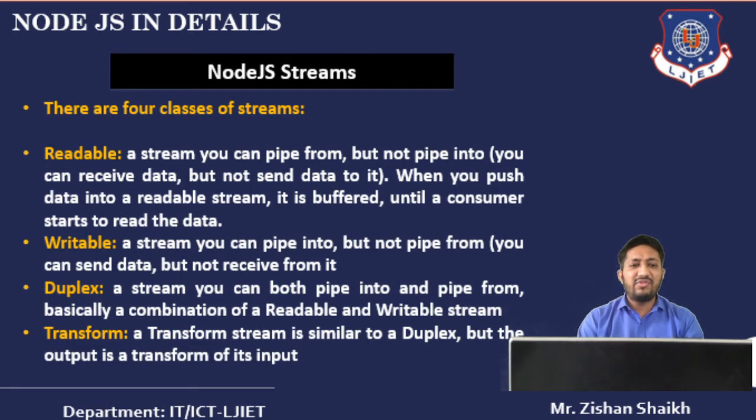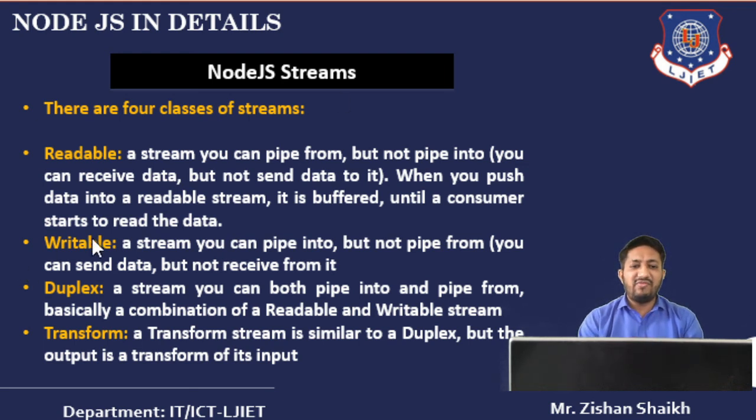Now, in depth, streaming basically follows four classes: for reading, readable; for writing, writable; and duplex and transform. Let's understand the detailed concept. With a readable stream, you can pipe from it but not pipe into it. You are only receiving the data, but you cannot send data. It is one-way communication, for reading the file only.